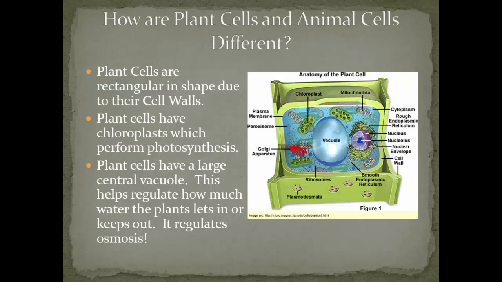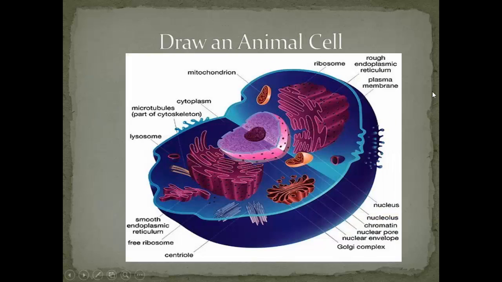So plant cells are rectangular in shape due to the cell walls. They have chloroplasts that help them perform photosynthesis, and they have a large central vacuole. Those are the main characteristics of the plant cell.